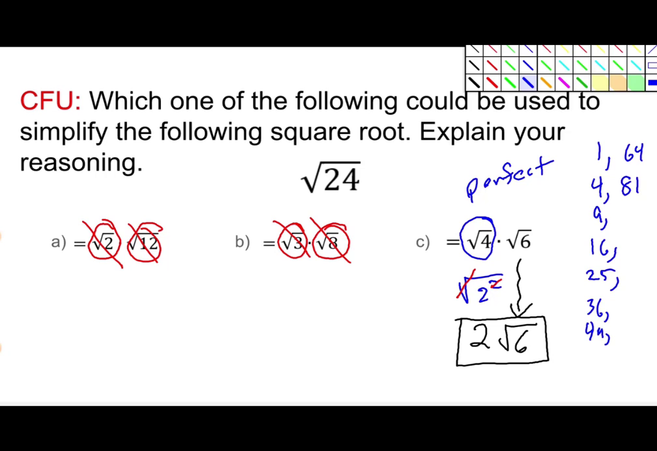9 times 9, 81, and 100. So usually we're looking for these numbers. That's what we're looking for when we're making pairs. All right, hope that helps.